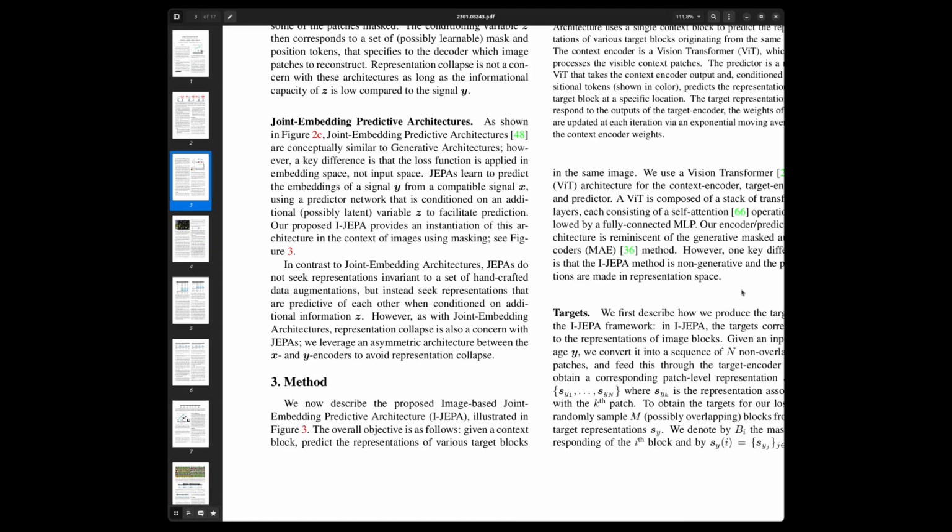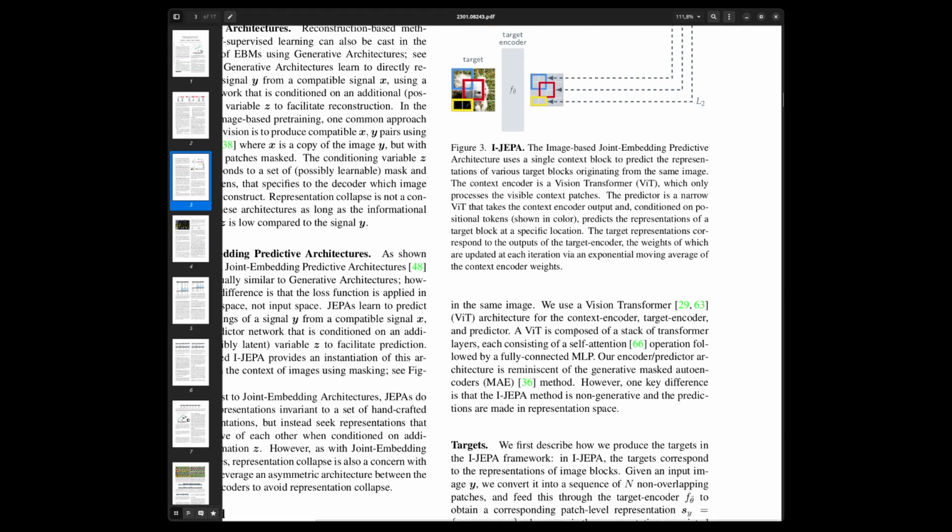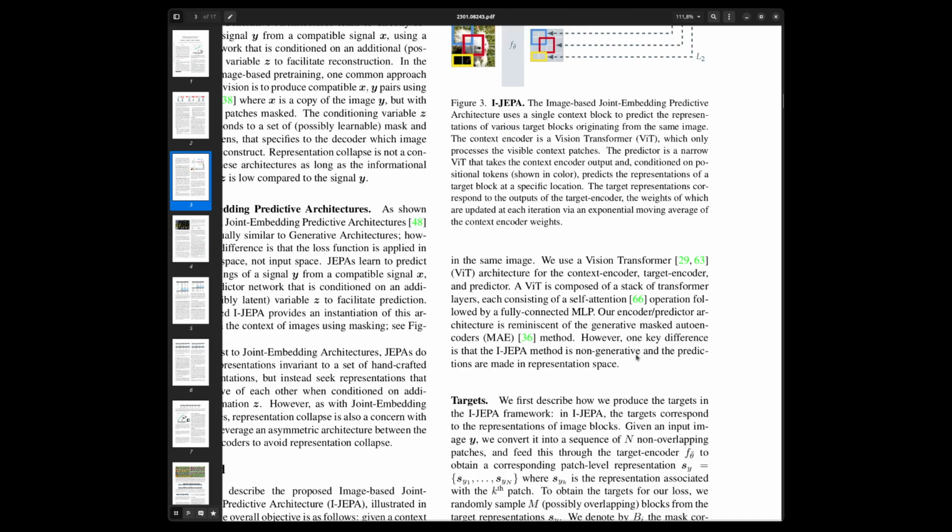Okay. The method. We now describe the proposed image-based joint embedding predictive architecture, I-JEPA, illustrated in figure 3. The overall objective is as follows: given a context block, predict the representations of various target blocks, so the colors here, in the same image. Use a vision transformer, ViT, architecture for the context encoder, target encoder, and predictor as well. A ViT is composed of a stack of transformer layers, each consisting of self-attention, followed by an MLP. Okay, we know that. Our encoder-predictor architecture is reminiscent of the generative masked autoencoder, MAE, method. However, one key difference is that the I-JEPA method is not generative and the predictions are made in representation space.